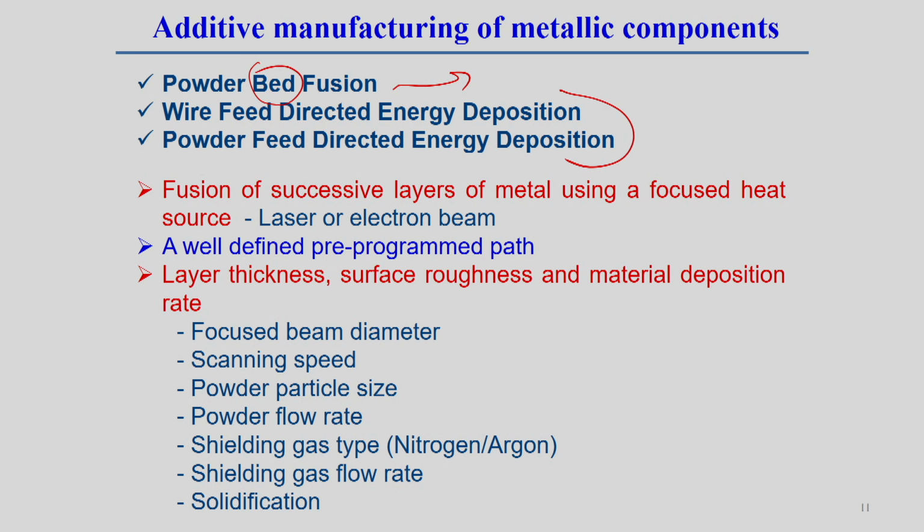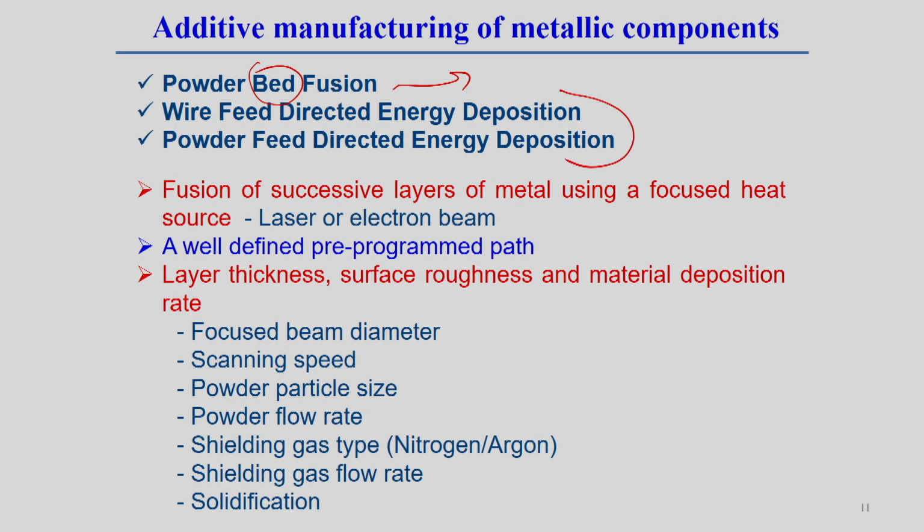Of course, in these cases a well defined pre-programmed path is actually required, such that when we create some complicated object, we define that object. Then when we create a particular layer, along which path it should be melted, the laser will be focused on that selective path such that melting or sintering happens only in that part. Also the layer thickness, that means what should be the maximum thickness of the layer to be melted, depends on so many parameters, what surface roughness we want to achieve and what the material deposition rate is.